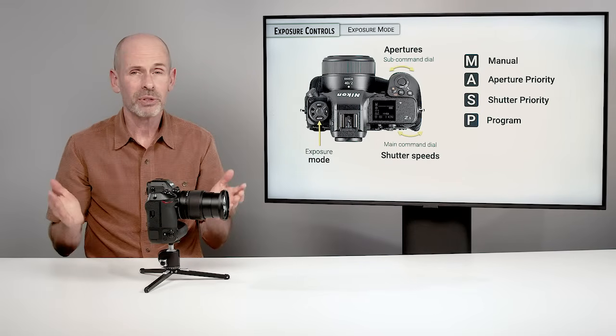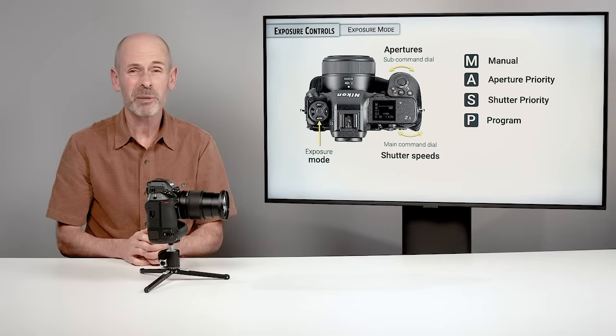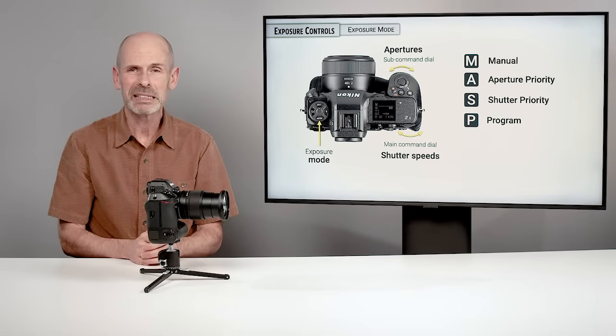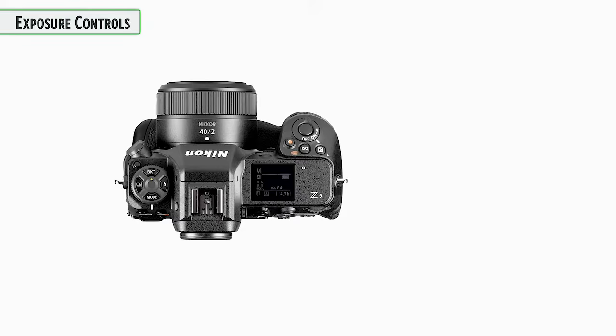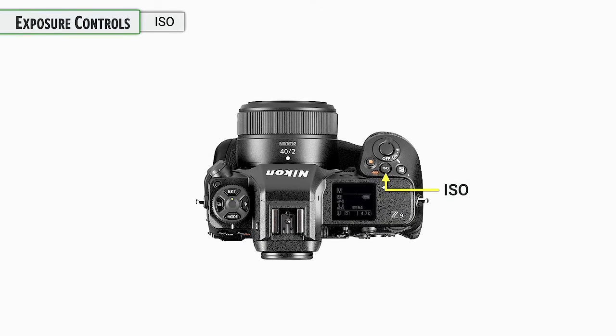The exposure modes. There's only 4 of them. You pay more money for a camera and you get less modes. But they're really valuable modes, so I think it's okay. All right, next up, let's talk about ISO.